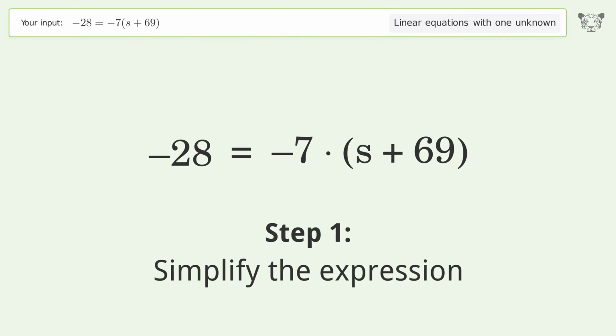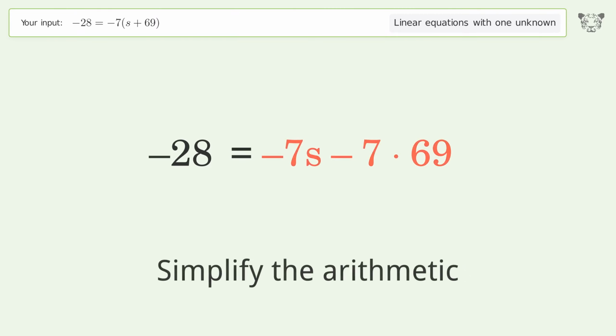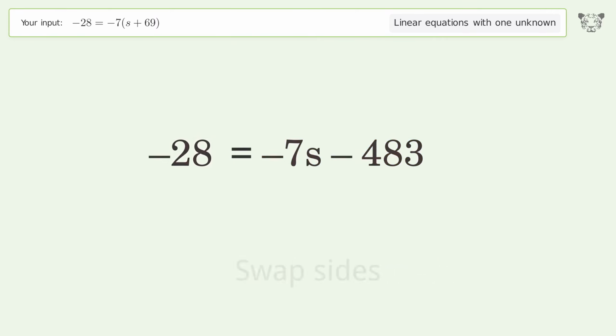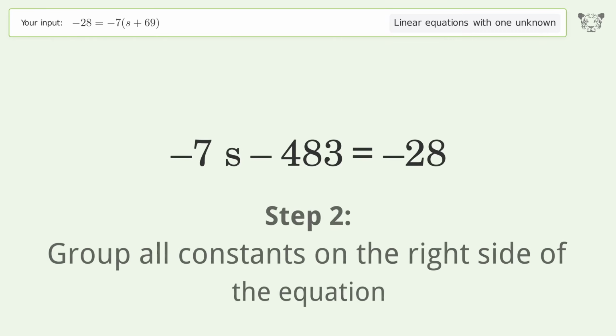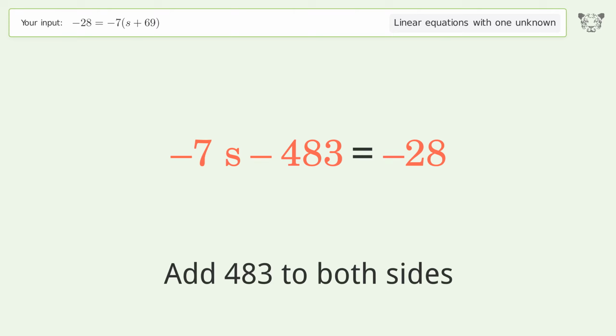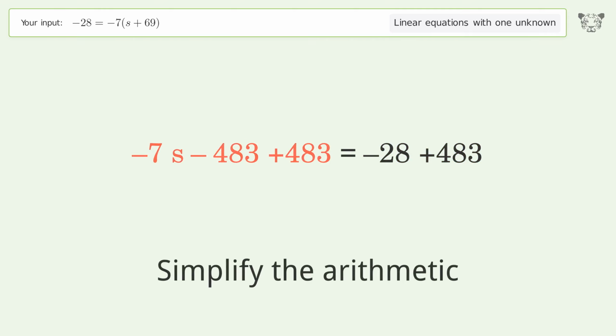Simplify the expression. Expand the parentheses. Simplify the arithmetic. Swap sides. Group all constants on the right side of the equation. Add 483 to both sides. Simplify the arithmetic.